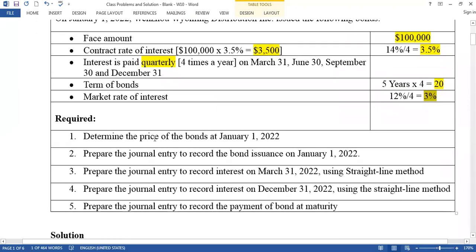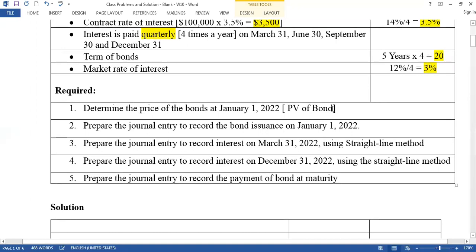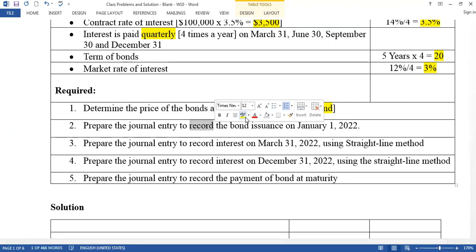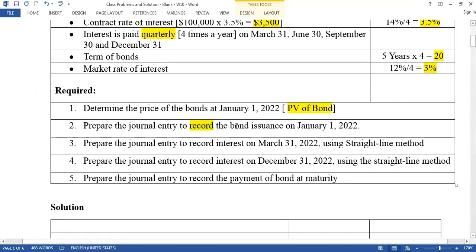Now question 1 says to determine the price of the bond. What is the meaning of the price of the bond? That means you have to calculate the present value of the bond. So this is our first requirement. After calculating the present value of the bond, the question says to record the journal entry for the issuance of the bond. So we can see it now.